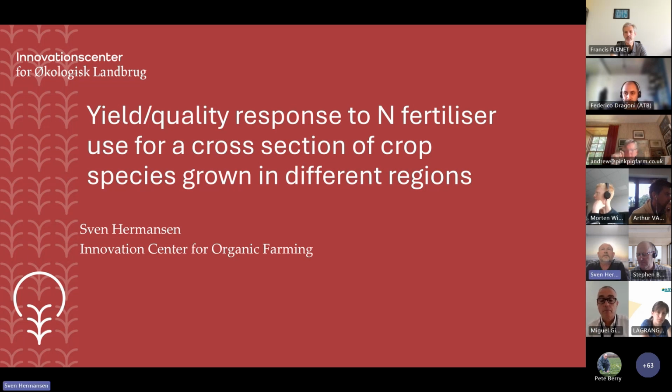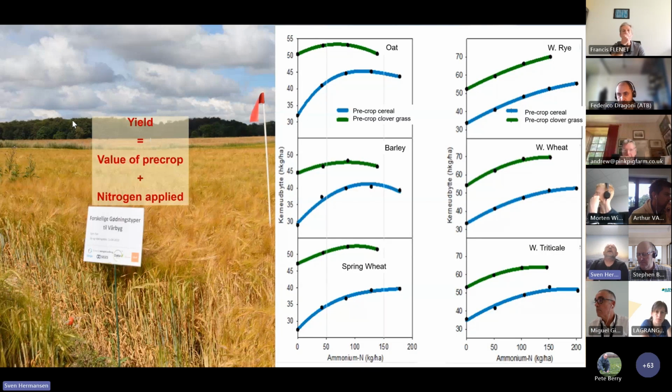There it is. We've done a lot of trials in how to fertilize the organic cereals cropping, and one of the big issues in organic farming is how to utilize the limited amount of nitrogen available. And the figures I show you here is a series of trials where you test different pre-crops, and the green line is a pre-crop grown grass.